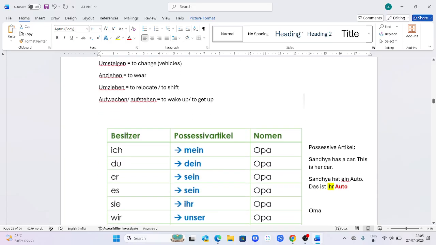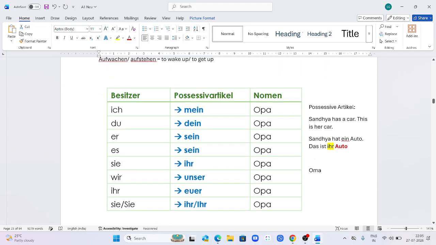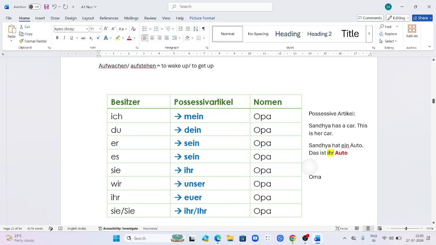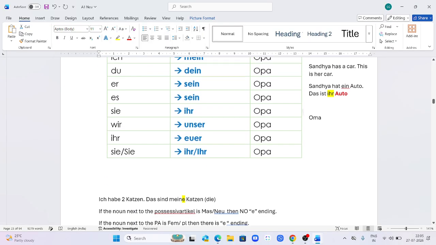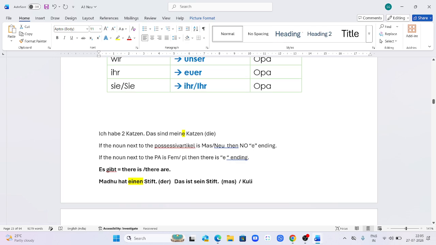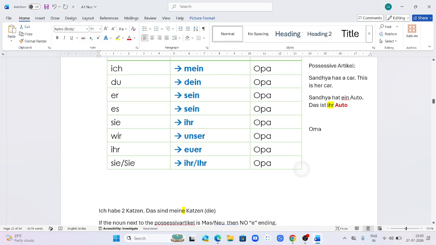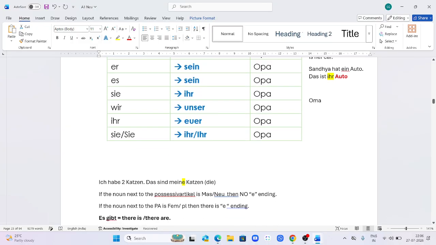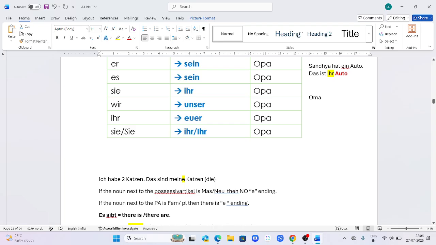Okay. So here are a few. And then we did the possessive article. Do you remember the possessive article? Mein, dein, sein, ihr, unser, euer, ihr. Yes, ma'am. Yeah, because when you have this, you will have a noun next to it for sure when you're using a possessive article.